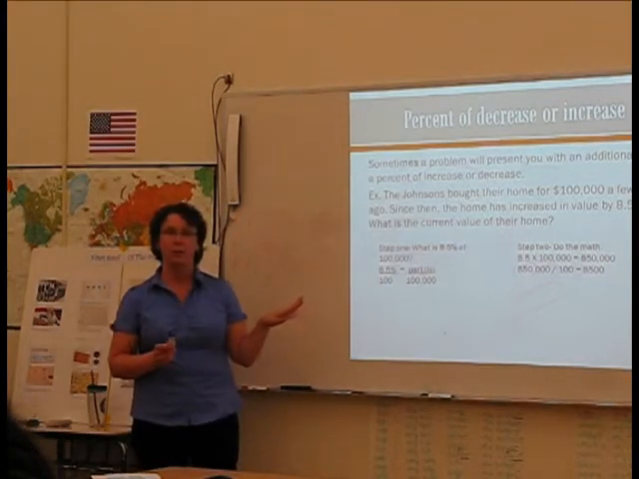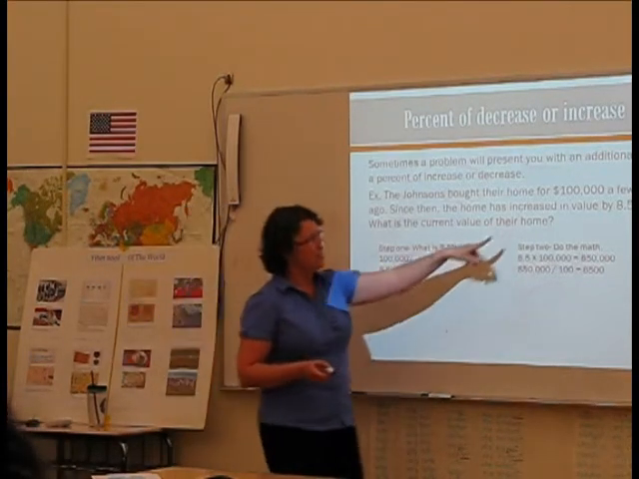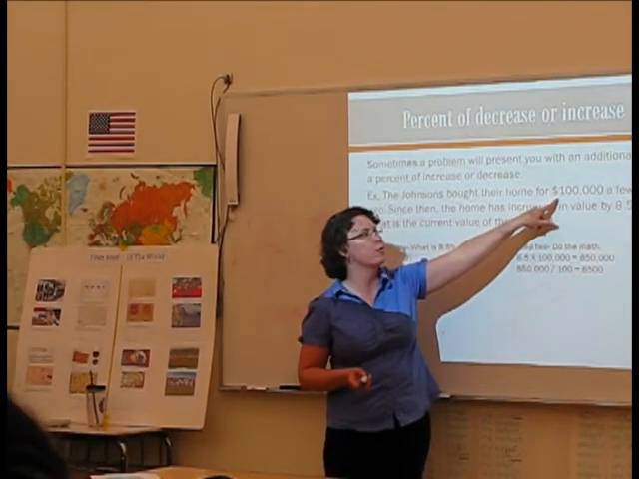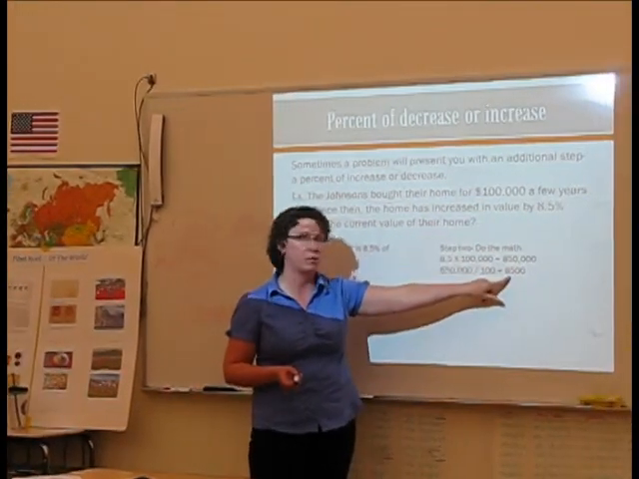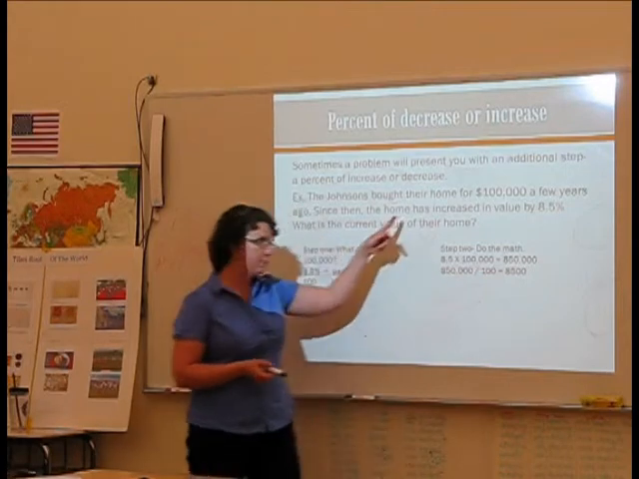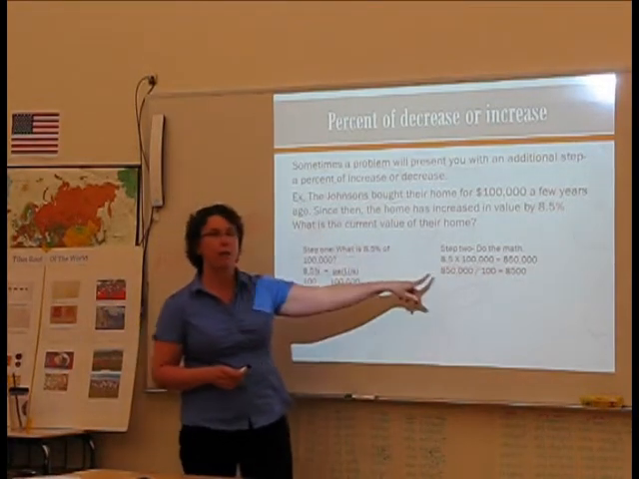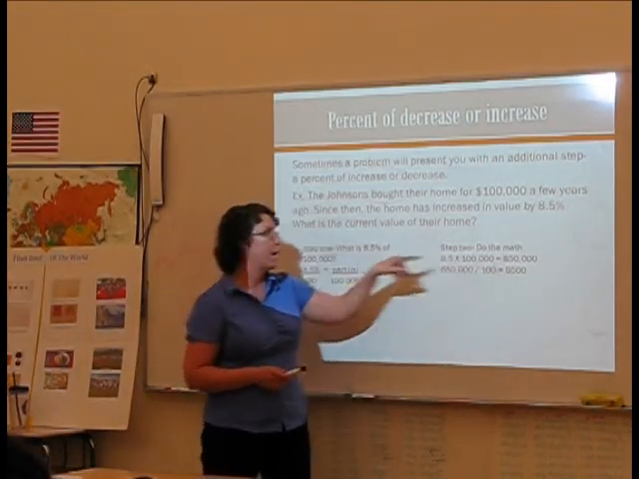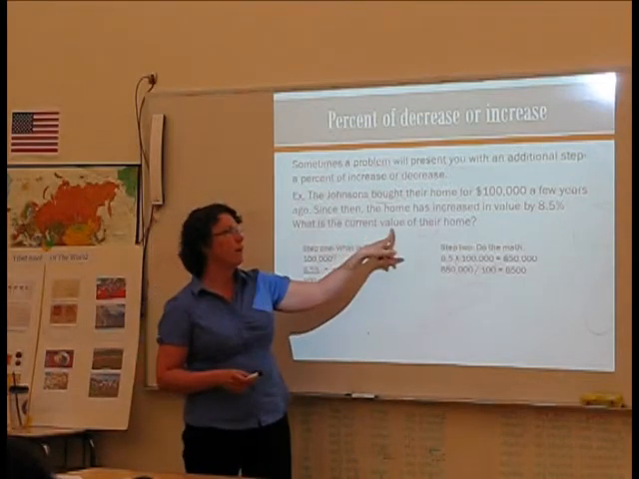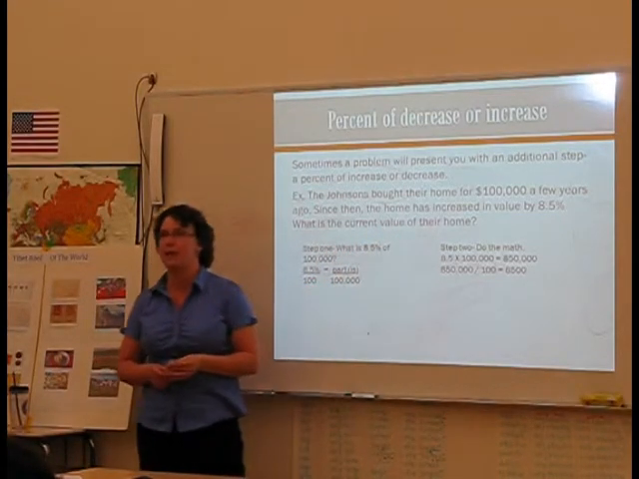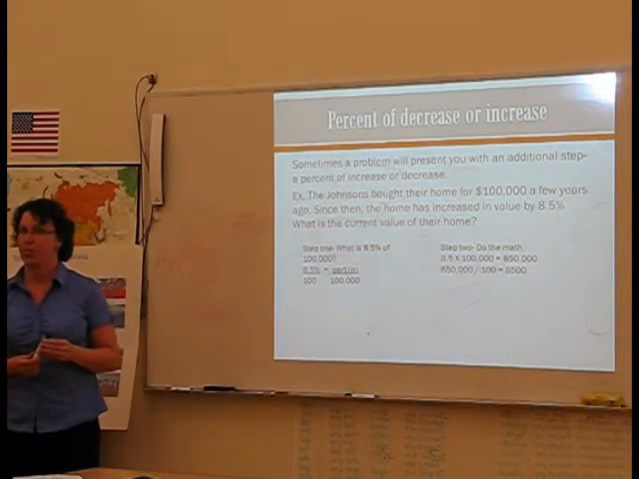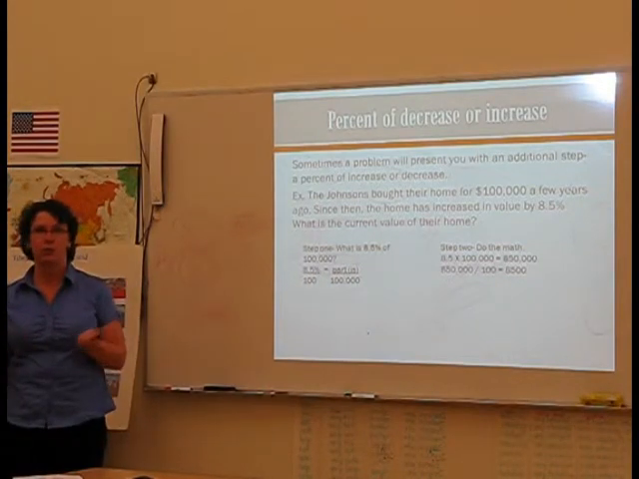But if you gave it a common sense check, you'd say, man, how was it that the house was worth $100,000 a few years ago, and now it's only worth $8,500? And they said the value's increased. That can't be right. This is only halfway there. This is how much it's increased by. But what they want to know is the current value of their home. So what's the next step? Add them together. It's just simple addition.